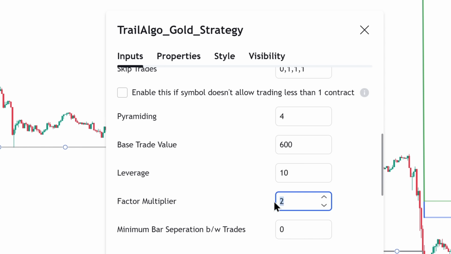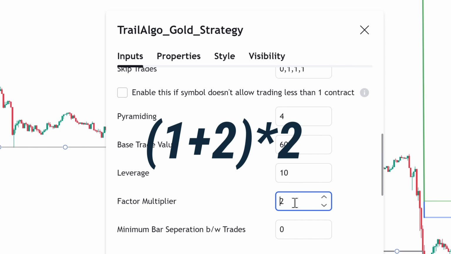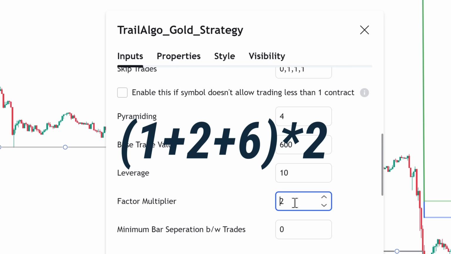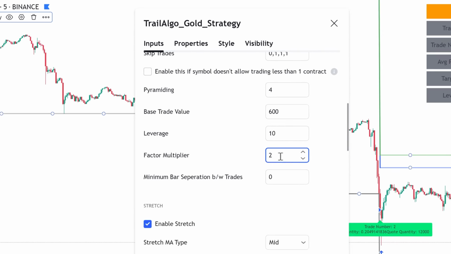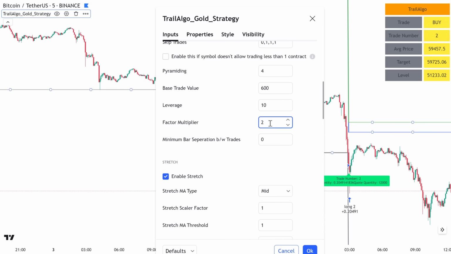Instead, set the initial trade amount with a factor multiplier of 2. This means your trade amounts increase like this: 1 times 2, 1 plus 2 times 2, 1 plus 2 plus 6 times 2, and so on. By the 4th order, your capital usage matches your target percentage, keeping the average price, which is the blue line, close to the current market price. The factor multiplier is essential for this strategy. TrailAlgo's system uses this method, and you can customize the settings to fit your needs.